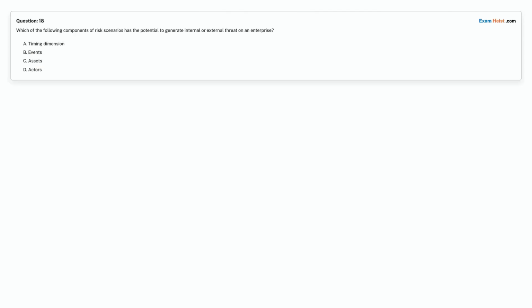Question 18. Which of the following components of risk scenarios has the potential to generate internal or external threat on an enterprise? Option A. Timing dimension. Option B. Events. Option C. Assets. Option D. Actors. Choose the correct answer.